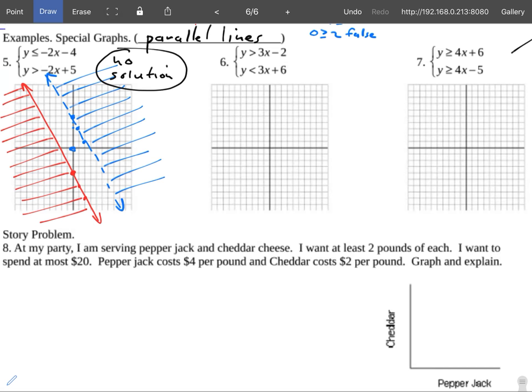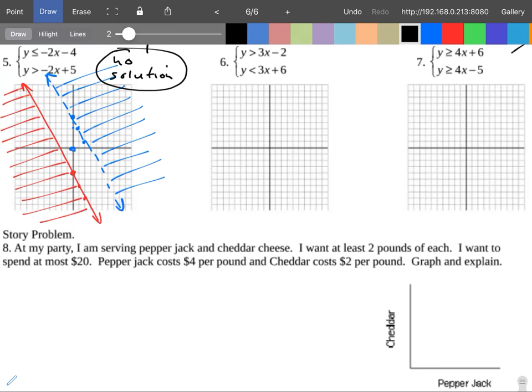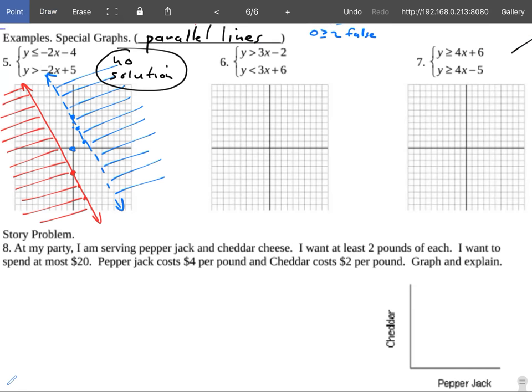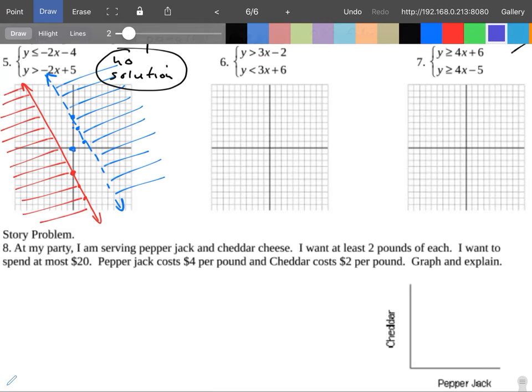All right, well, let's look at number 6 real fast. Again, I'm going to go pretty quick on these. At least on 5, 6, and 7, they're all in slope-intercept form already, so they should be pretty quick to graph. So let's try number 6. Let's do the top one in purple. So we're looking at the top line here. The y-intercept is -2, and the slope is up 3 over 1.